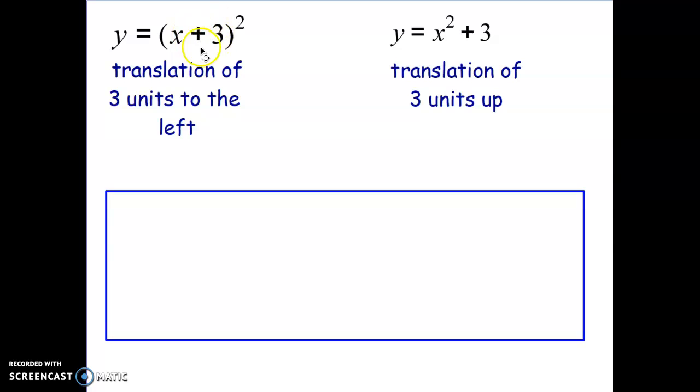So this +3 that's on the inside, you remember when it's on the inside, it's a horizontal movement, left or right. In this case, it's left. And this 3 that's on the outside, this is a translation or a shift of the entire graph up. And that +3 right there is what tells me that it's going to go up.